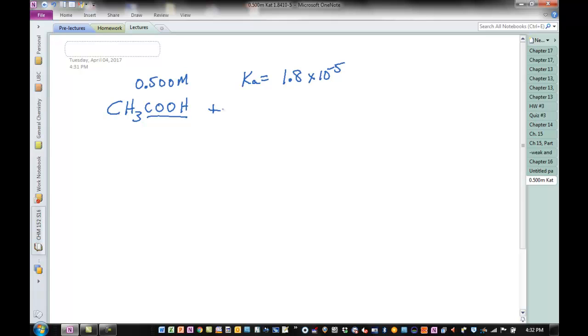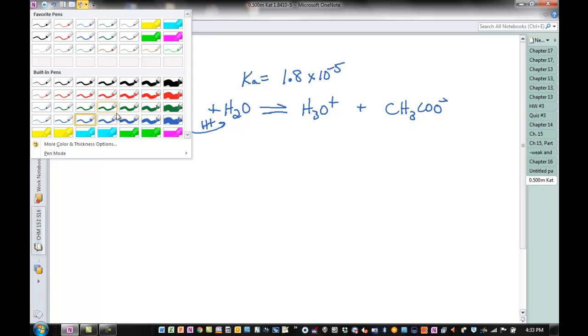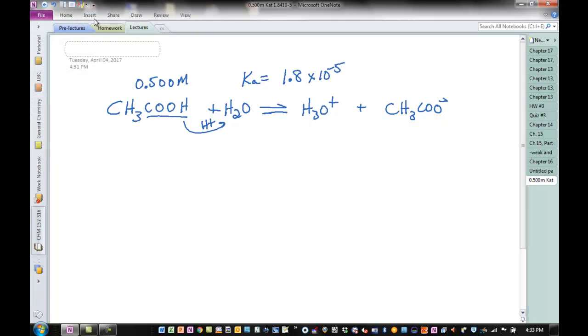We know that acid in water is going to donate a hydrogen ion, producing hydronium and the conjugate base. So what's left after that acid donates? That's CH3COO minus. All right, so you can do that. We'd set up our ice table, solve for X, calculate pH. That's just a weak acid.